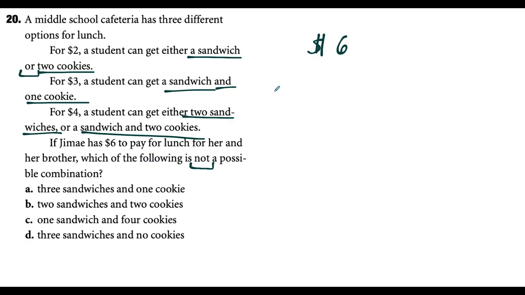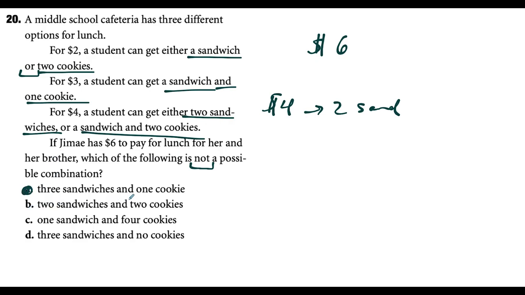So that's not possible. If you went with the $4 option, I'll write it down, $4 could get you two sandwiches. We need to get to three sandwiches. So all right, two sandwiches, but now what we want is a sandwich and a cookie. But that's $3 and we already spent four. We don't have enough money. So this one is looking like the one that's not possible.